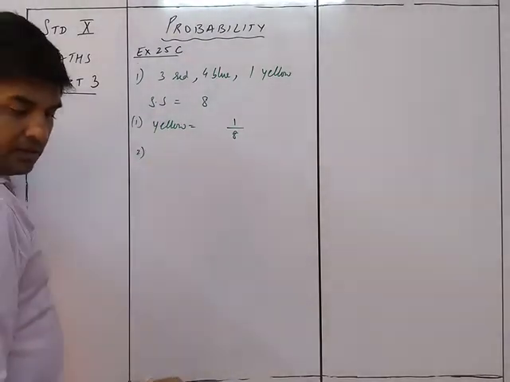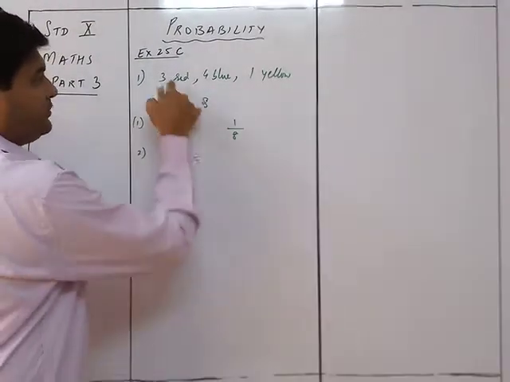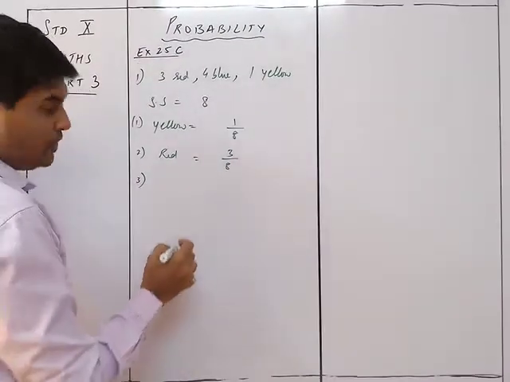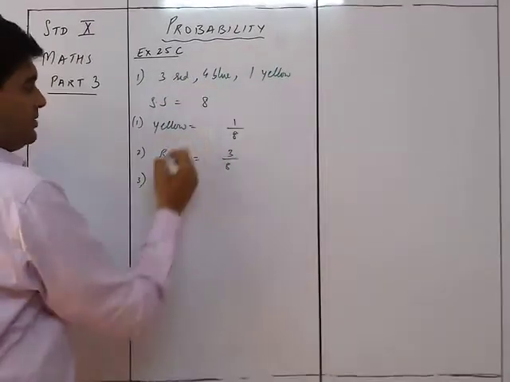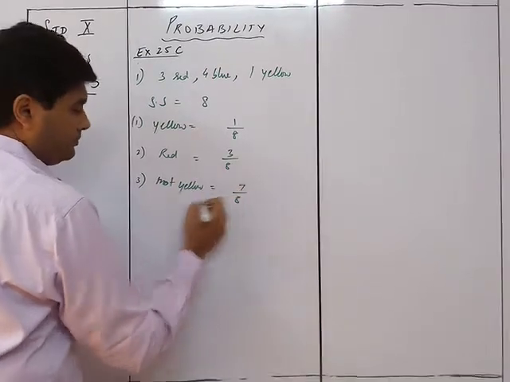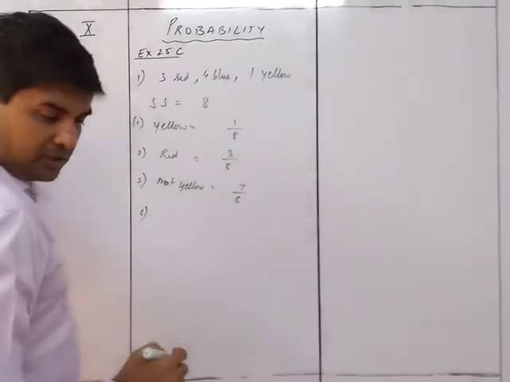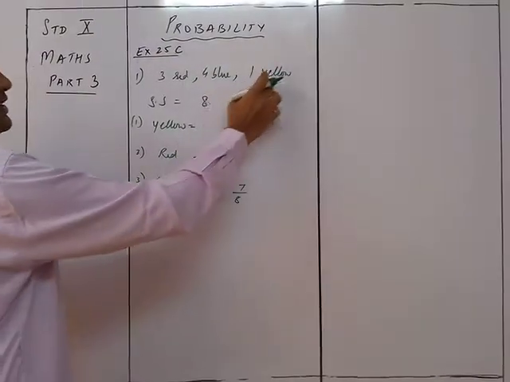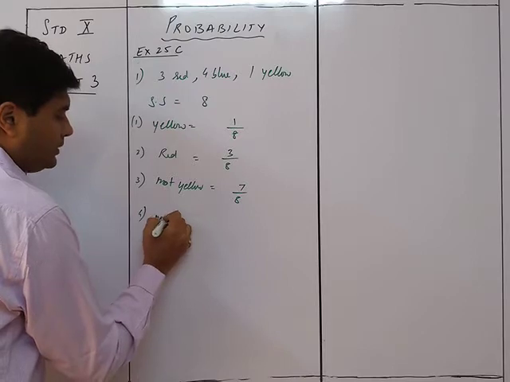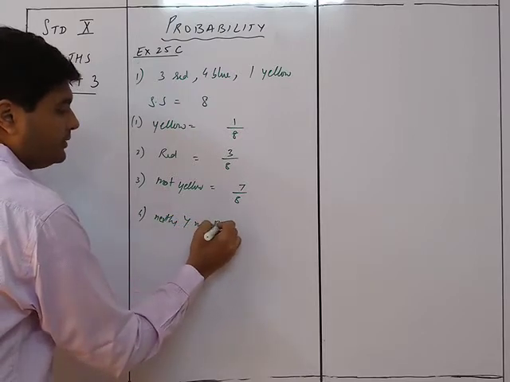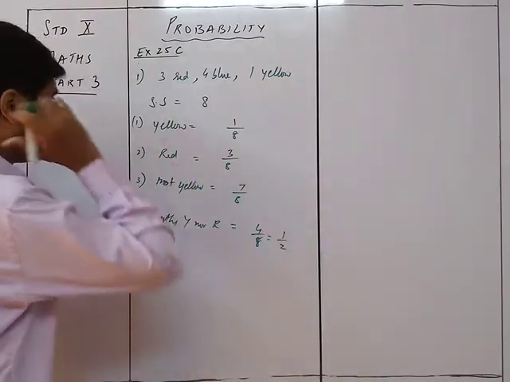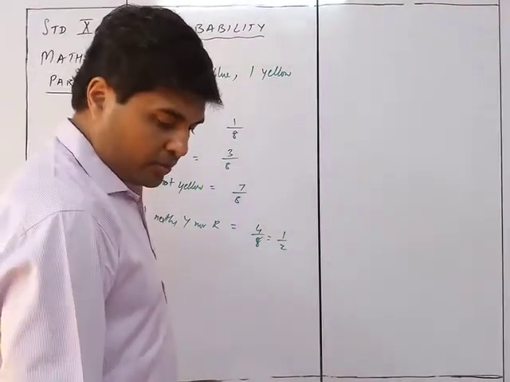Second one, it is a red ball. The red is 3, so it is 3 upon 8 is the probability. Not a yellow. Not yellow means the other 7, so not yellow will be 7 upon 8. And the last one is neither yellow nor red. Neither yellow nor red, so only blue is left. So neither yellow nor red is equal to 4 upon 8, which is equal to 1 upon 2. So this was sum number 1. We now move on to sum number 3.